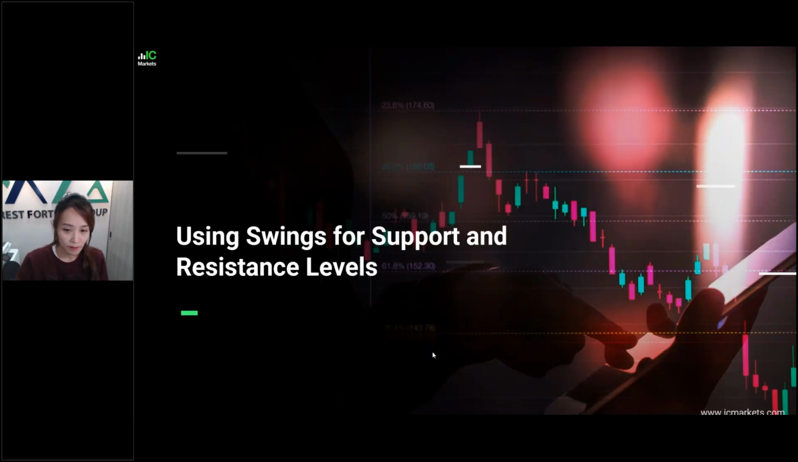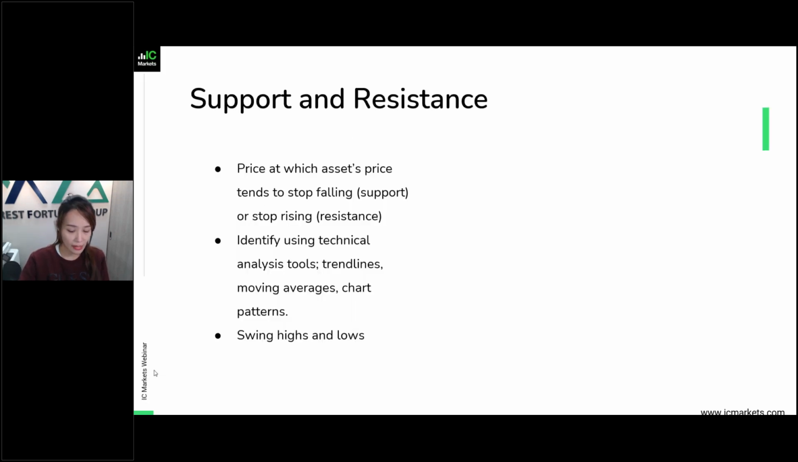So using swings for support and resistance levels, how are we going to find them? We use support and resistance when the price reaches a level and then falls.